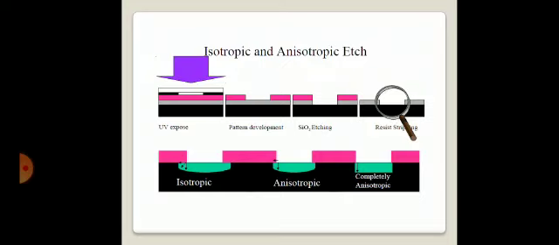So sometimes it removes some wanted space also, but when we go for anisotropic, it always etches very precisely, and we can save our wanted substrate. And the third one is completely anisotropic. So the third one is the most desirable condition for the etching process.